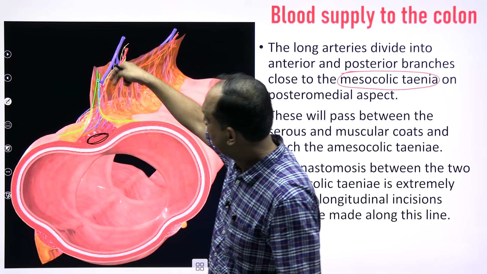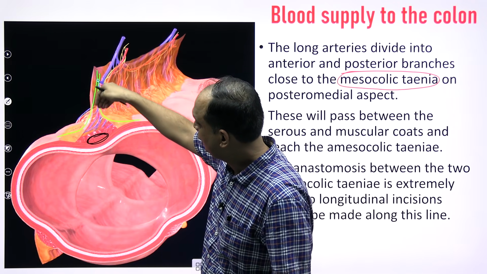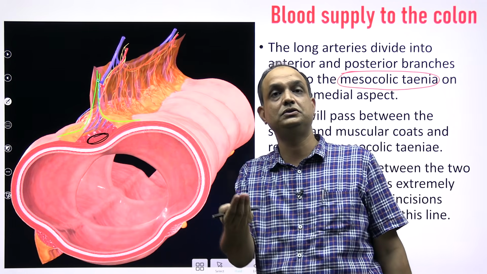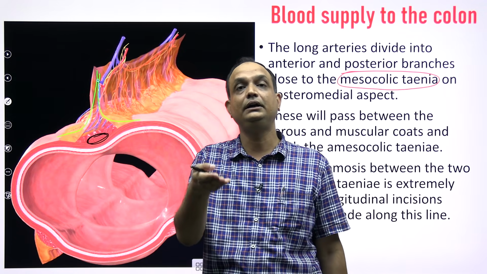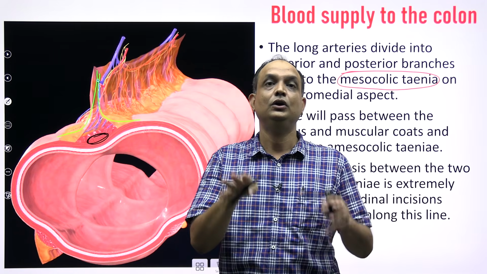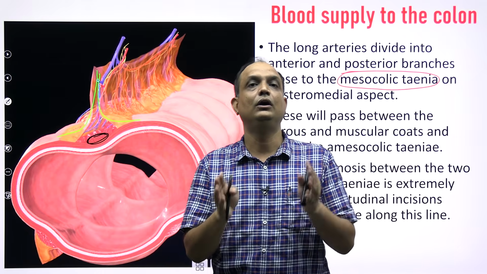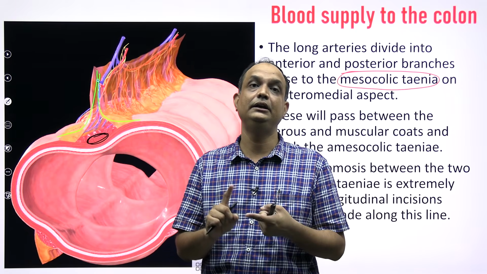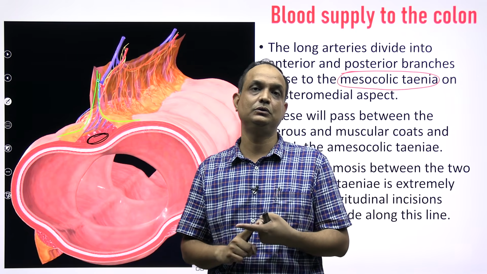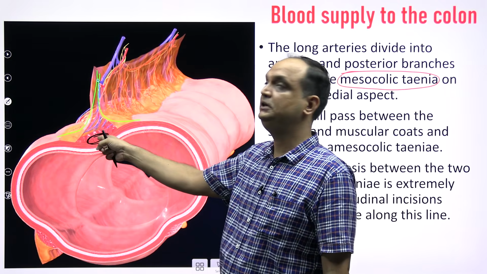Now the arteries enter along this tinea. So this is a question for your exam: the arteries approach the colon along which tinea? Tinea libera, tinea omentalis, or tinea mesocolica? The answer is tinea mesocolica.